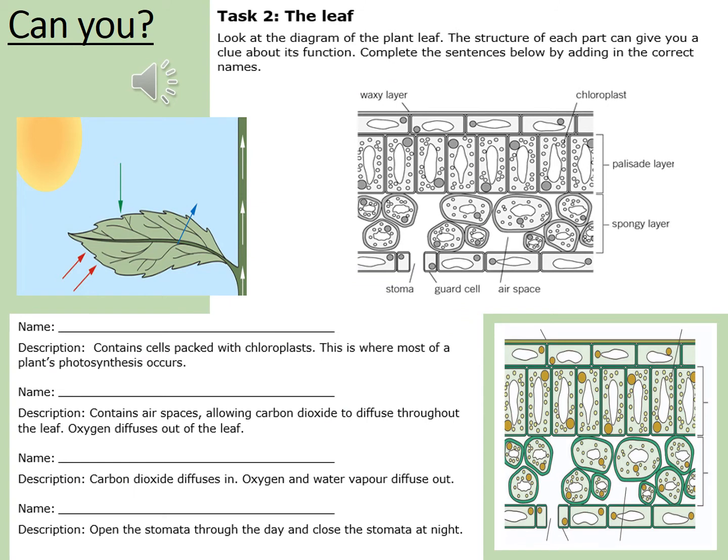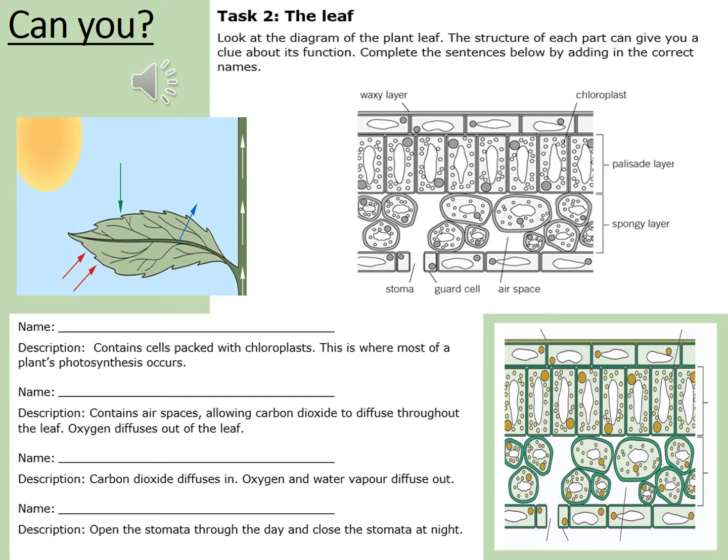So for task 2, just have a look at the diagram, see if you can label each part and look at the function. Down the bottom there's some descriptions. All you have to do is identify which section it is. So the first one contains cells packed with chloroplasts, where most of the plant's photosynthesis occurs.